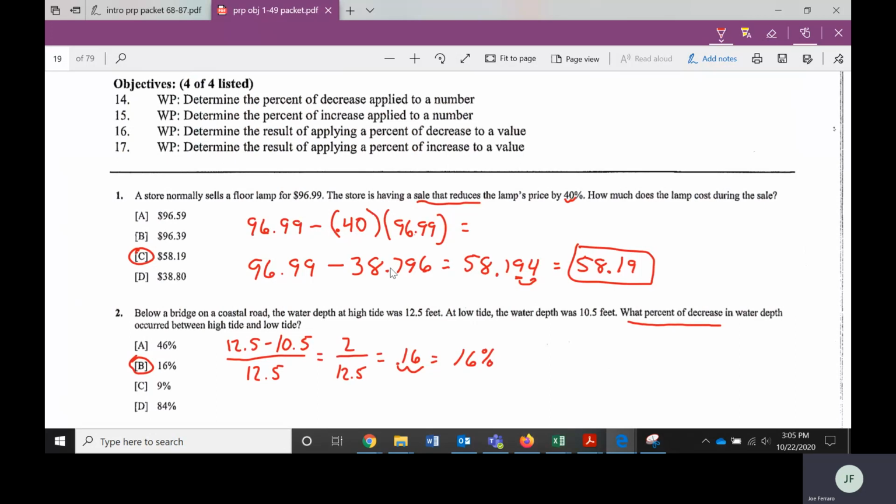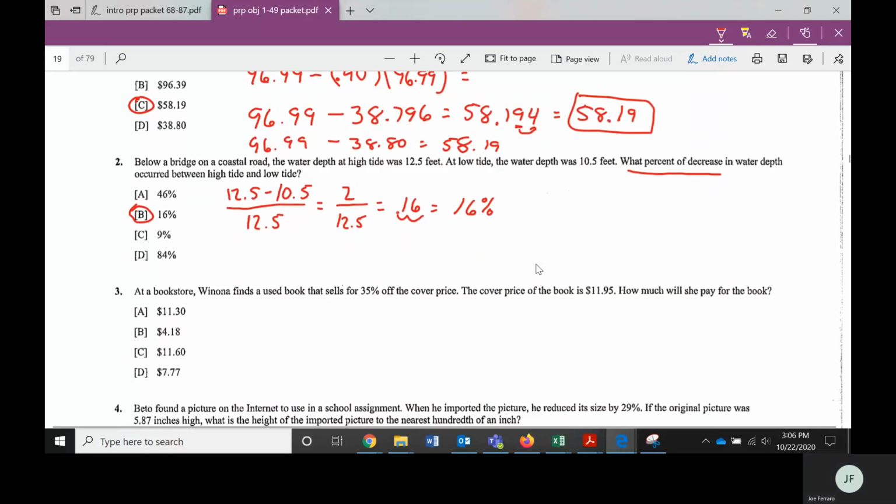Now we could have rounded this, so you don't have to write this part, but just so you know, we could have rounded this amount, and we would have looked here and looked at the next number. Now that's 5 to 9, so this would round to this, which would still equal the 58.19. Okay, so that's applying a decrease, a percent decrease.